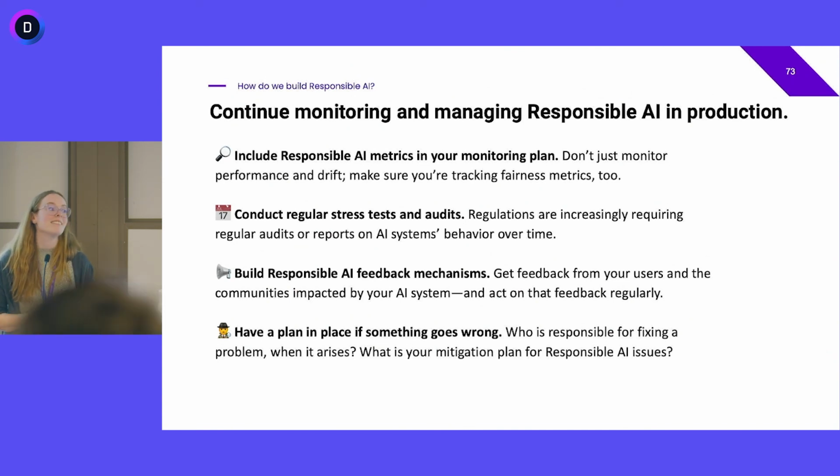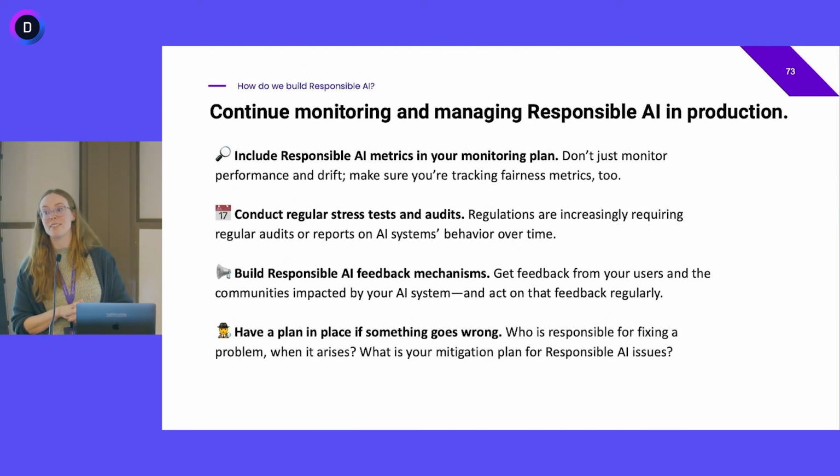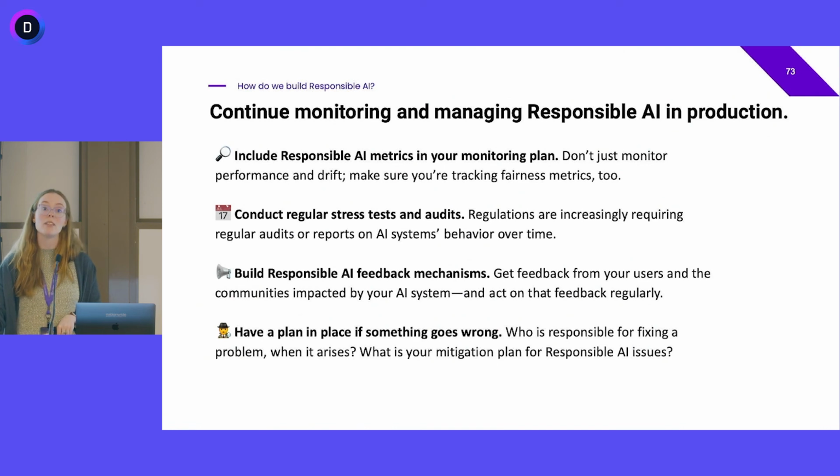The last thing, I was a Girl Scout. Be prepared. I'm all about it. And you need to be prepared for things to go wrong. Things will go wrong. Even if you do this process perfectly every single time, there will be issues that arise in production. And a key aspect of the responsibility in responsible AI is being responsible for when things go wrong. And having a mitigation plan, having a specific person who's responsible for implementing that mitigation plan for responsible AI issues in production.